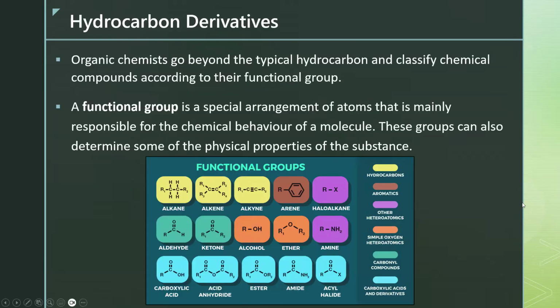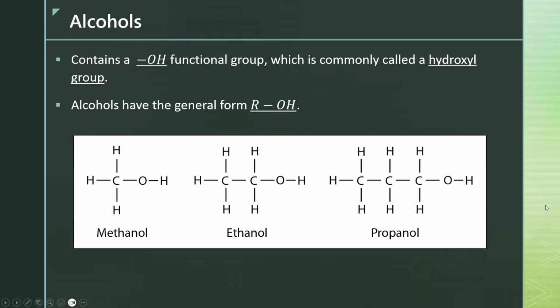So this is in our notes. Hydrocarbon derivatives. Organic chemists go beyond the typical hydrocarbon and classify chemical compounds according to their functional group. A functional group is a special arrangement of atoms that is mainly responsible for the chemical behavior of a molecule. These groups can also determine some of the physical properties of the substance. We've already looked at some different functional groups. So when we talk about alkanes or alkenes or alkynes, those are different functional groups. Today, we're going to be focusing in on alcohols as well as alkyl halides, which are two separate functional groups as well.